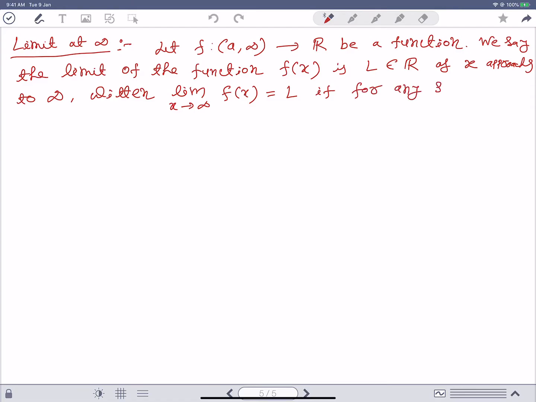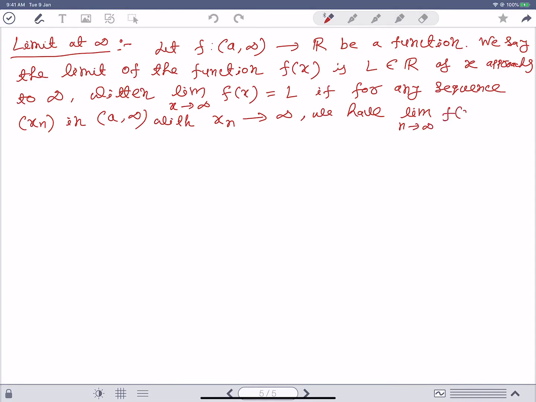for any sequence xn in that interval with xn diverging to infinity, or you can say xn goes to infinity, we have limit n tending to infinity of f of xn equal to L. So that means if we have a function f where the domain is (a, infinity), and for any sequence xn where xn goes to infinity we have f of xn goes to L, then we say that the limit of the function f is L at infinity, or as x approaches infinity.